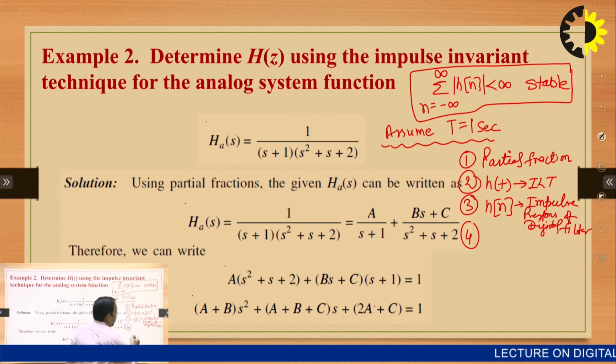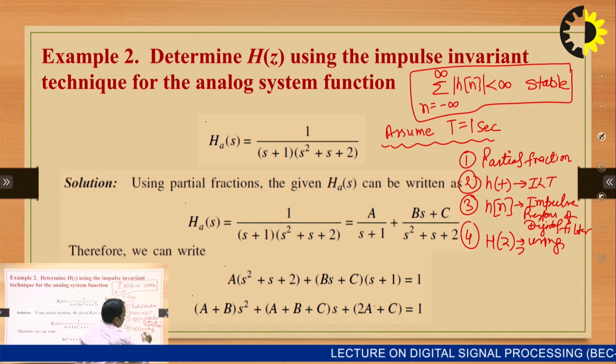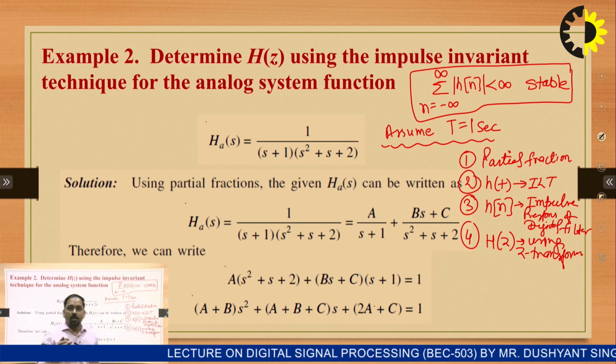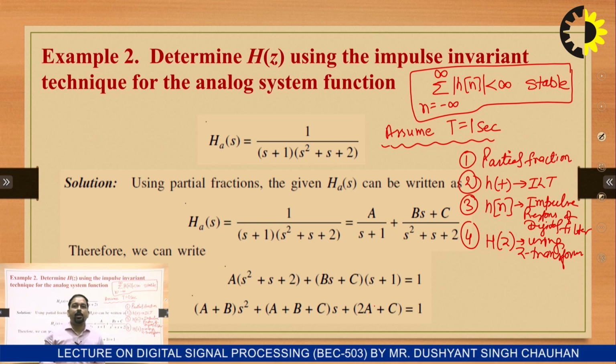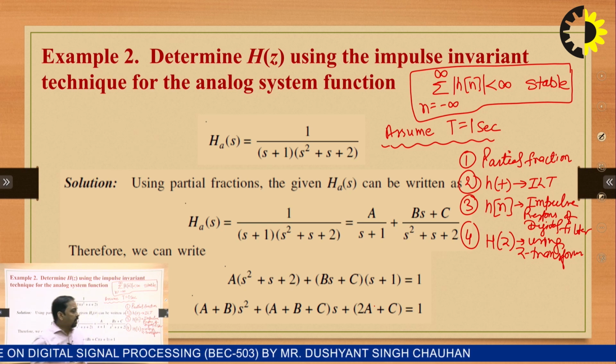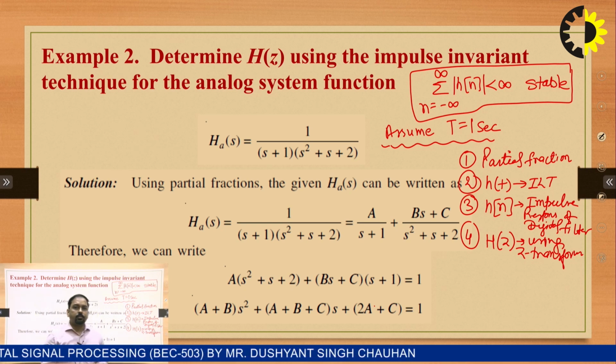Now from h of n, I can calculate h of z using Z transform. And again also from h of z, the system function, we can calculate the location of poles and we can check whether the poles of h of z are lying inside the unit circle or outside the unit circle.